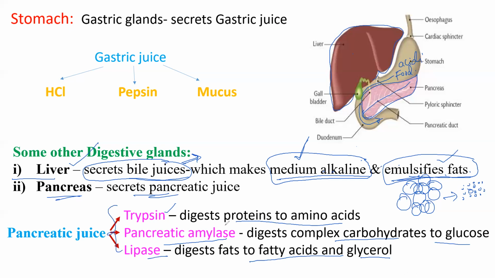Here you may understand the amylase. Already we discussed one amylase, the salivary amylase, which is secreted by the salivary glands. But this is also an amylase, secreted by the pancreas. That's why it is pancreatic amylase. Both amylases do the same work, that is digesting carbohydrates. So these are the three enzymes produced by the pancreas.